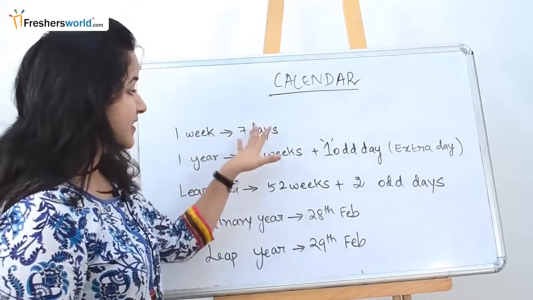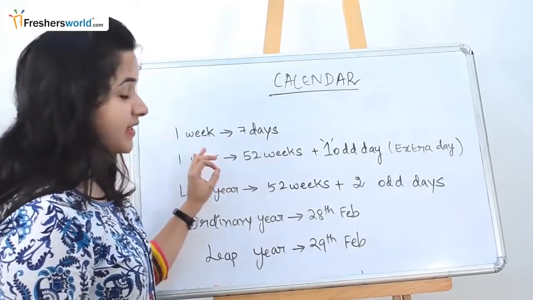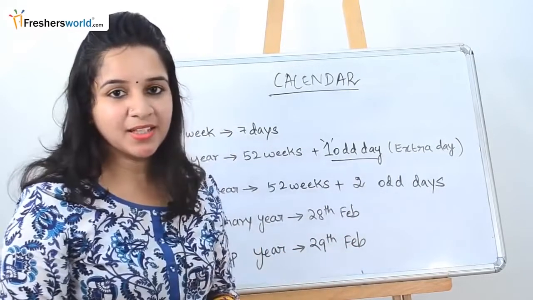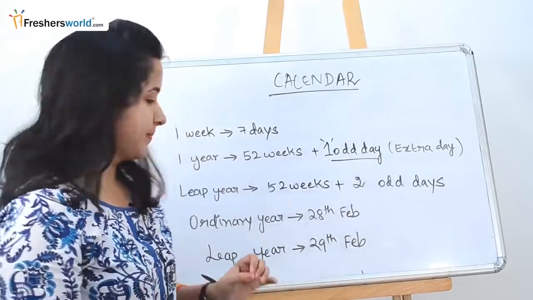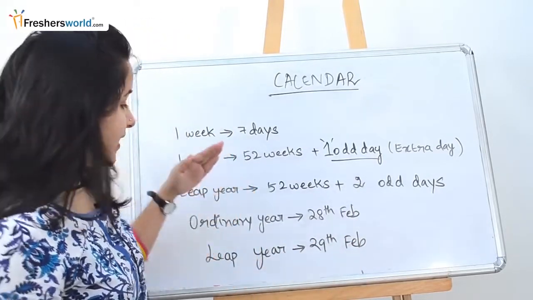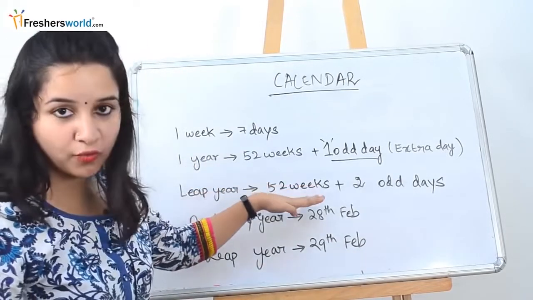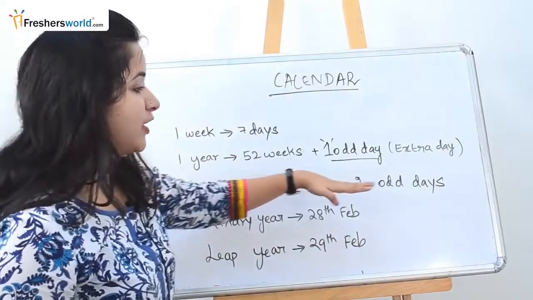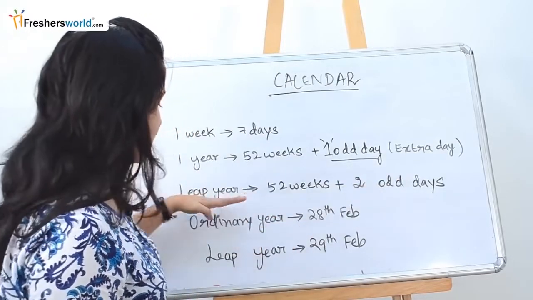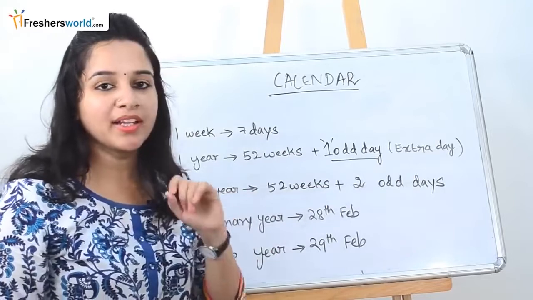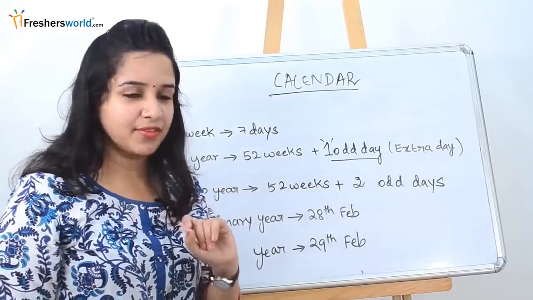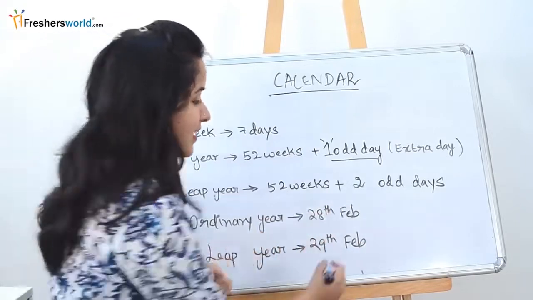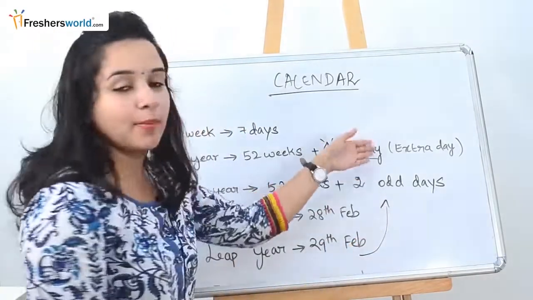1 week has 7 days. Then 1 year has 52 weeks plus 1 odd day. An odd day is nothing but 1 extra day in a year. This is for a normal year. In case of a leap year, we have 52 weeks and 2 odd days. Why in a leap year do we have 52 weeks plus 2 odd days? That is because in a leap year there will be 1 extra day. The February that ends every year on 28th Feb will end on 29th Feb, and hence this extra 1 odd day is added to the 1 odd day from a normal year.